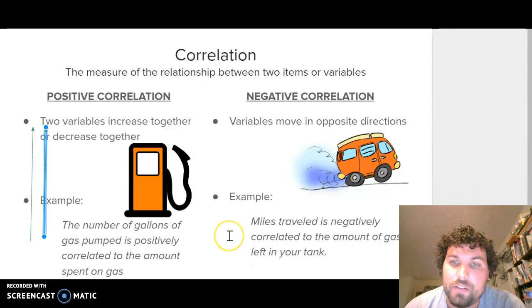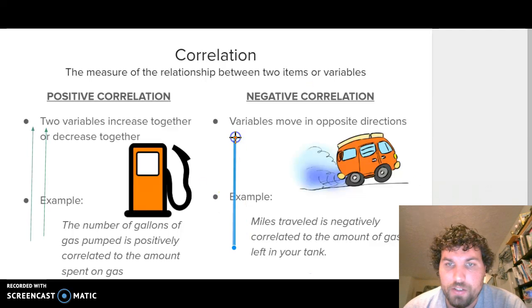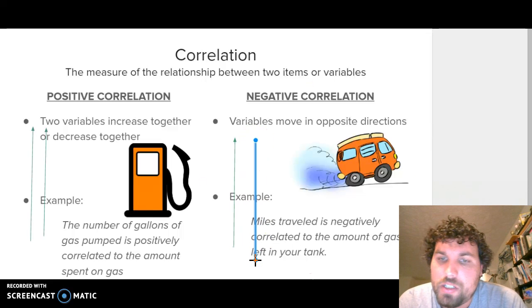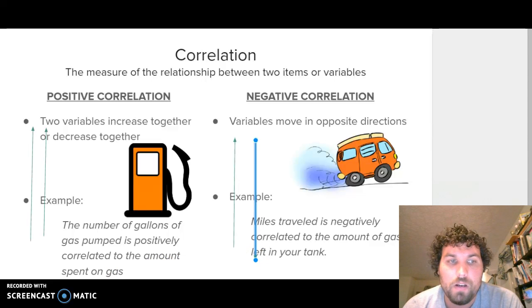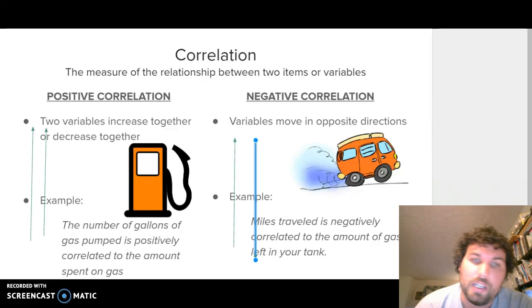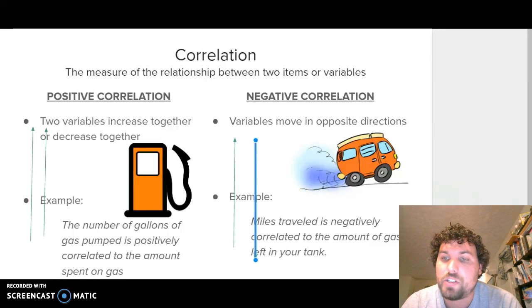Now, negative correlation, the variables are going to be moving in opposite directions. As one increases, the other will decrease. A negative correlation example is the miles traveled is negatively correlated to the amount of gas left in your tank. The more miles that you travel, the less gas you're going to have because you're going to use that gas to get where you need to go. And with fewer miles you travel, the less gas you're going to use. So positive correlations, the two variables will move in the same direction, either up or down. And negative correlations, they're going to move in opposite directions.